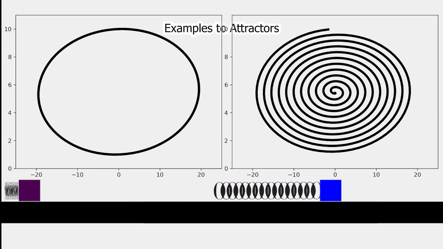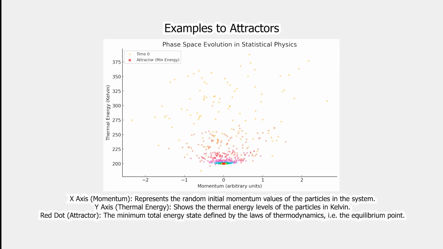With friction, the system evolves toward a stable equilibrium attractor. For statistical physics, define phase space with parameters like momentum and thermal energy for many particles. The system evolves toward an attractor corresponding to minimum total energy, shaped by thermodynamic laws.